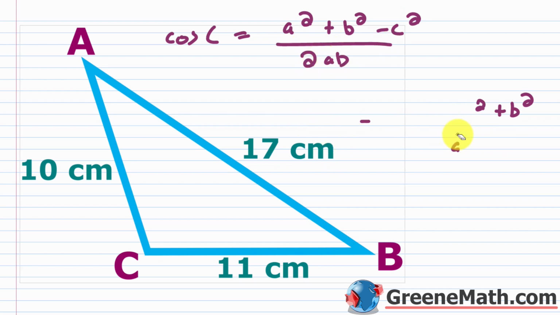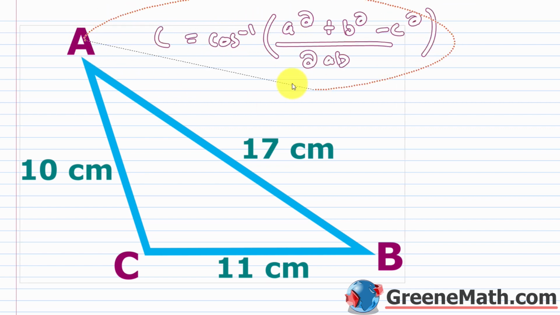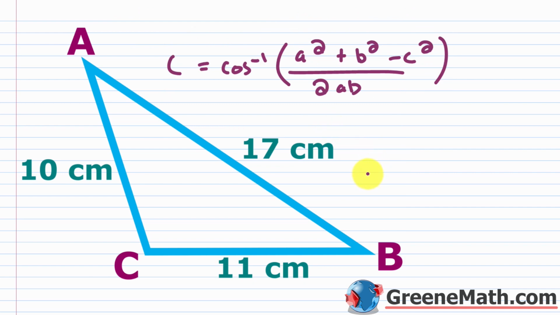Okay, let's get rid of this. Now, what I would do is actually say that C is going to be equal to the inverse cosine of this guy right here. So we would just plug that into the calculator and we'd be good to go. So for the length of side A, that's 11 centimeters. Forget about the units. I'm just going to plug in 11. For the length of side B, it's 10 centimeters. So I'm just going to plug in a 10. And then for the length of side C, it's 17 centimeters. So I'm just going to plug in a 17.